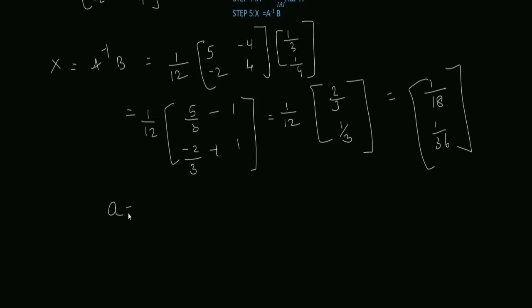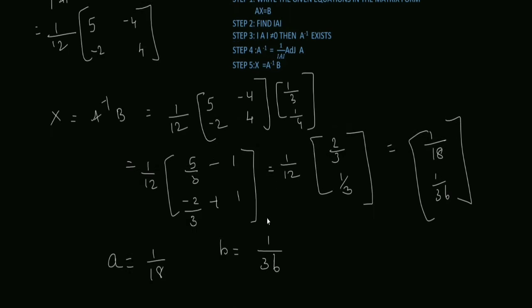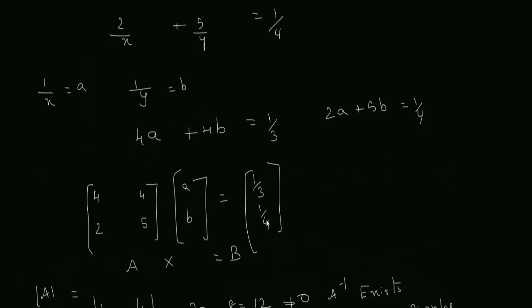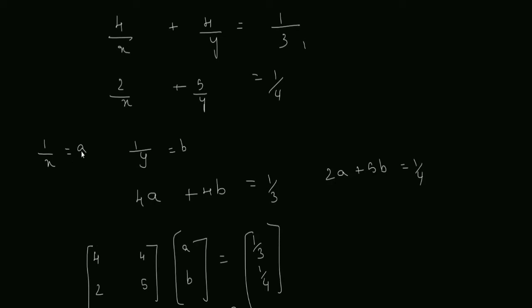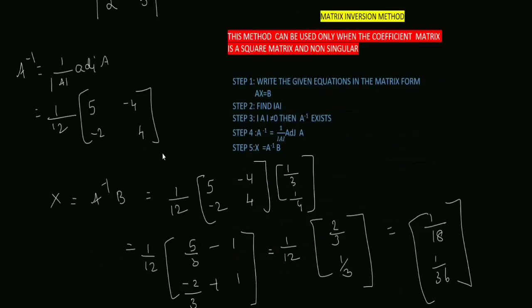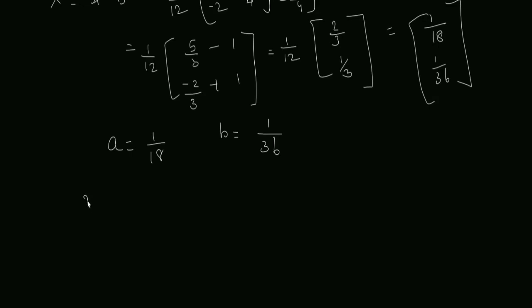We got a as 1 by 18 and we got b as 1 by 36, but 1 by x we have taken as a. So x is reciprocal of a, y is reciprocal of b. So x is reciprocal of a means 18 and y is 36. So 18 days it will take a man to complete the work, and 36 days a woman will take to complete the work. Thank you.